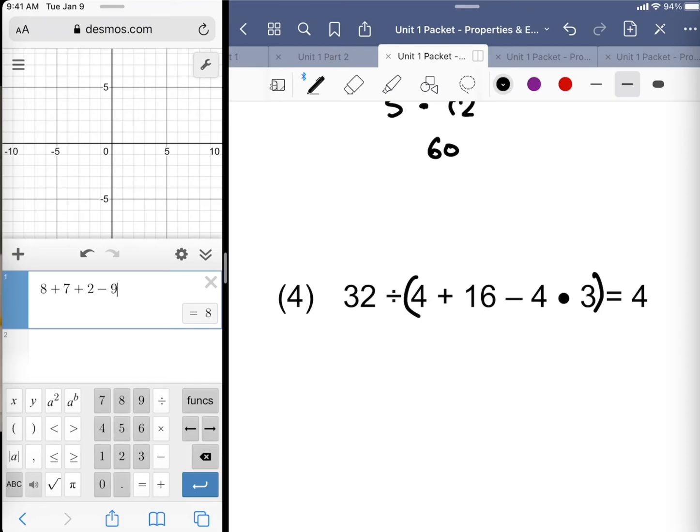4 plus 16 is 20. Well, actually, let me not get lazy here. Negative 4 times 3 is negative 12. I'm going to write all the steps. 4 plus 16 is 20, minus 12 is going to give you the 8. Then we have the 32 divided by 8 is going to give you the 4. All right.